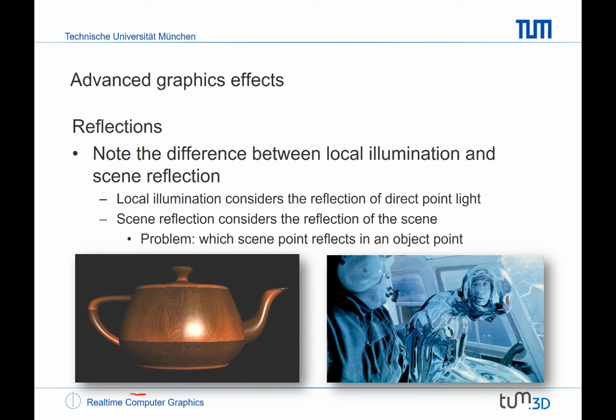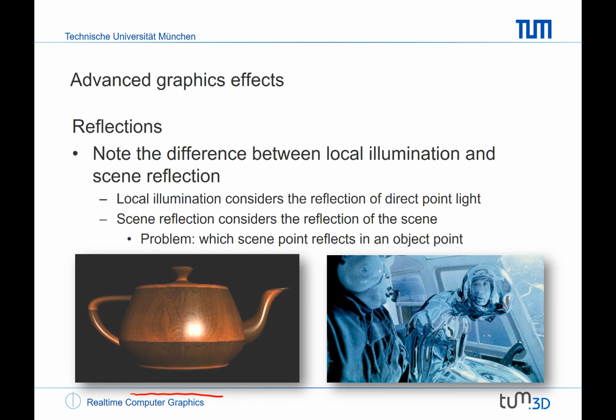So if you look at the left, then we see the reflection of light at a surface. And what we consider here, and we have discussed that in some of the previous lectures, is a single point light, a directional point light, which illuminates the object. And then at every surface point, we evaluate the local illumination model, for instance, the Phong illumination model, to determine how much light that comes from that single light source is reflected at the surface point.